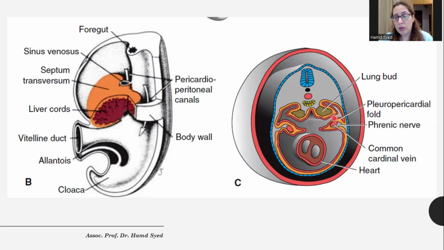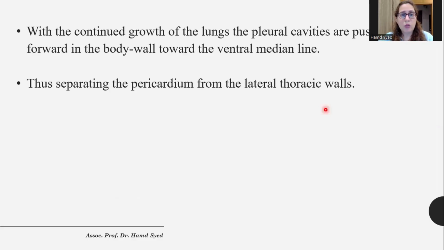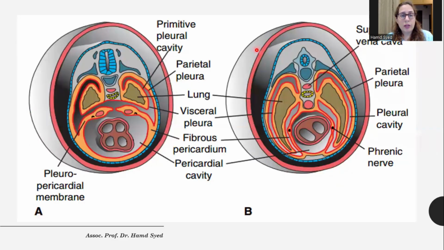And within these pleural cavities, you can see the lung buds, they are expanding. So with the continued growth of the lungs, the pleural cavities are pushed forward in the body wall towards the ventral medial line, thus separating the pericardium from the lateral thoracic walls. And eventually you can see that these pleuropericardial folds, which are now thinning out and can be called membranes, are approaching each other and will eventually fuse, and then they will completely separate the pleural cavities, which contain the lungs, from the pericardial cavity, which contains the heart.